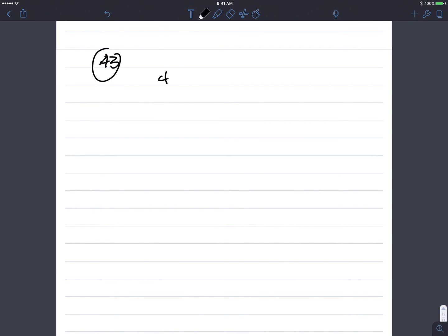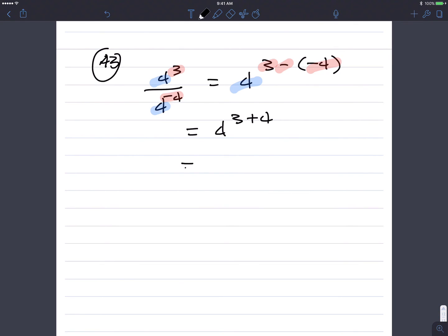43. 4 cubed over 4 to the -4th power. Keep the 4, subtract your powers. Base 4, keep that base 4. 3 minus -4. 4 to the 3 plus 4, or 4 to the 7th power.